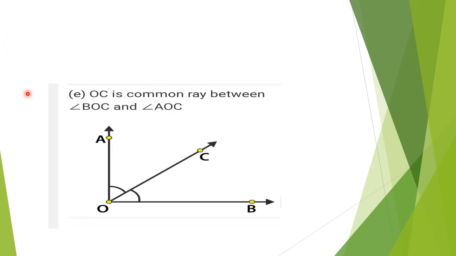Question E. 1 ray in common. So angle AOC is one angle, angle BOC is another angle. So OC is a ray which is common between angle BOC and angle AOC.